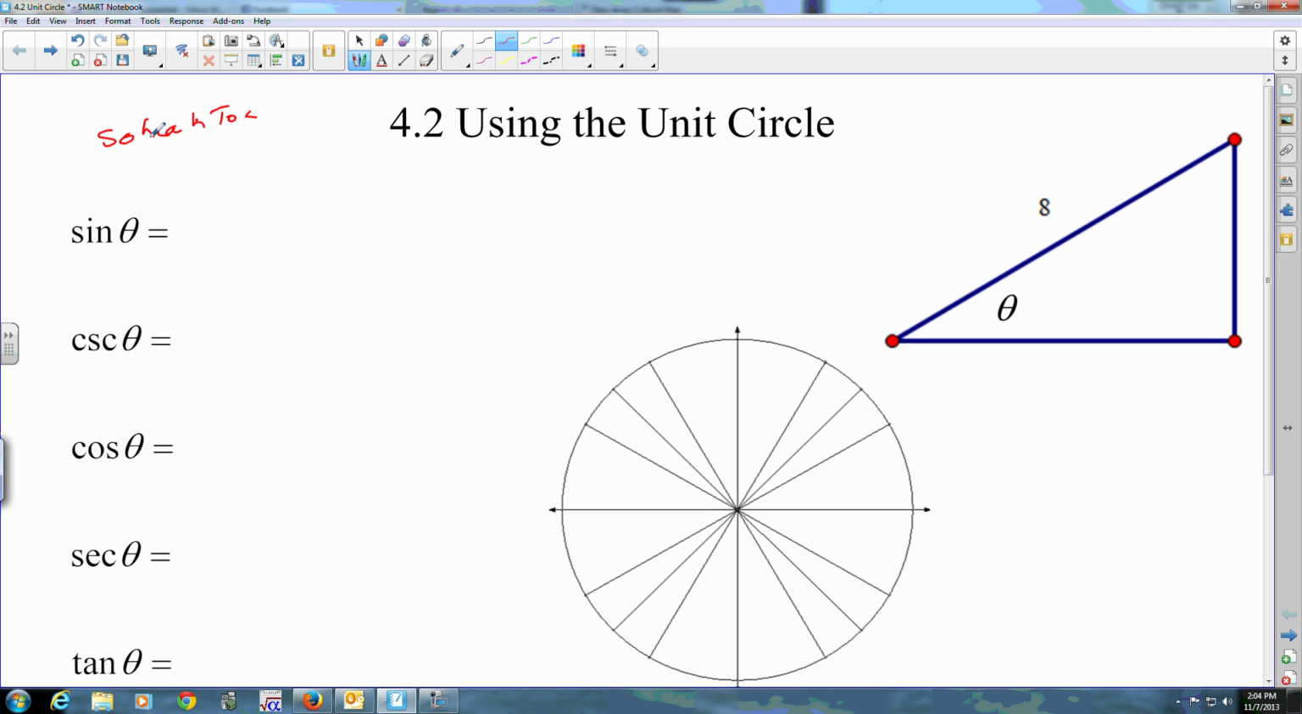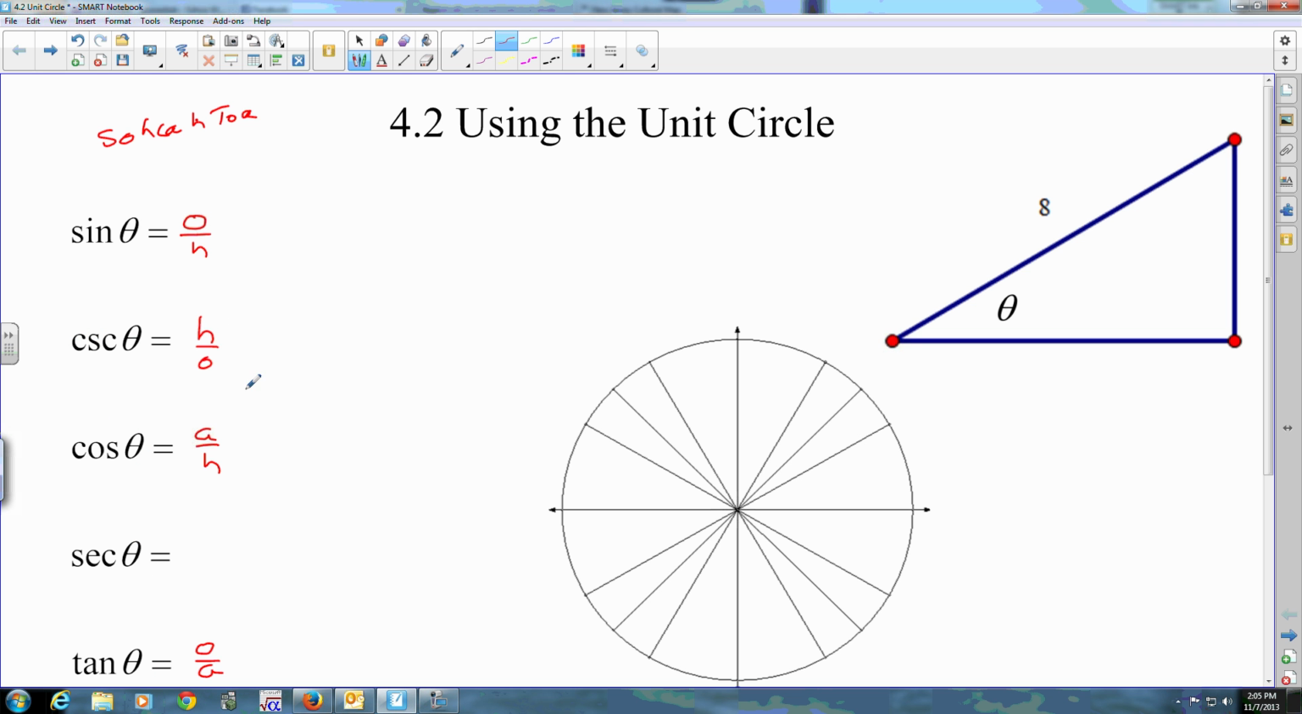Sine is opposite over hypotenuse. Cosine is adjacent over hypotenuse. Tangent is opposite over adjacent. And these are the co-functions that go with them, and they're the reciprocals.